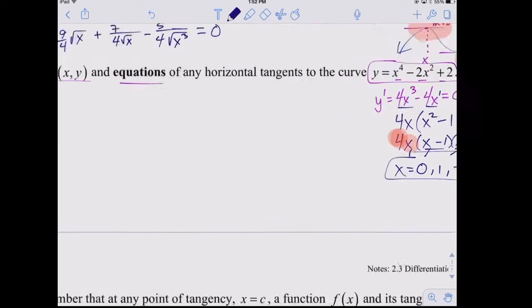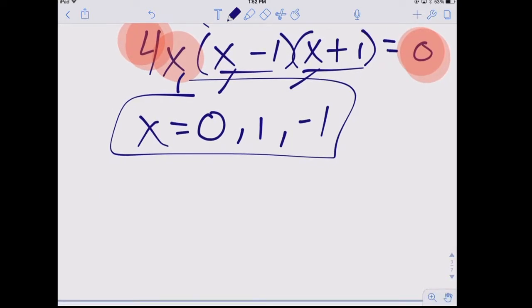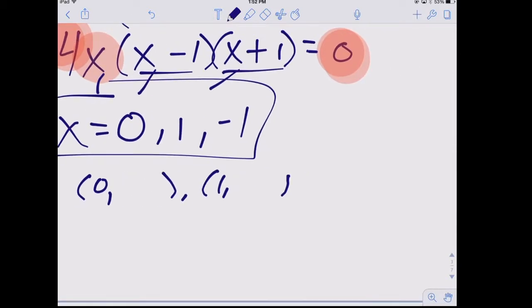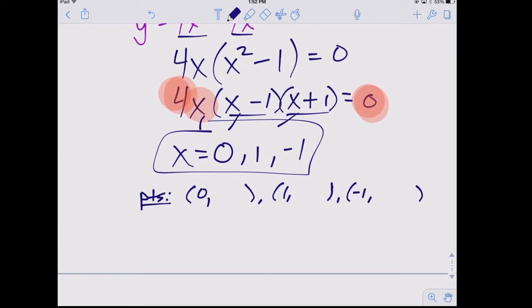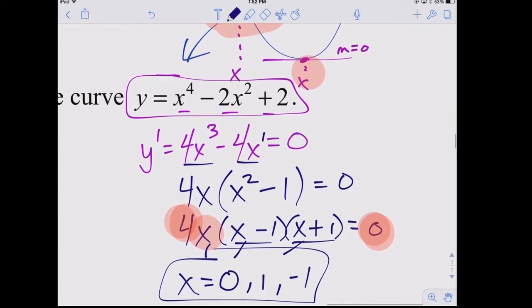Horizontal. Okay, so now we're trying to find the coordinates x, y, and the equations. So we have half of each of the 3 coordinates. So let's go ahead and list the points. The first point's going to be 0, comma, f of 0. The next point's going to be 1, comma, f of 1. And the last point's going to be negative 1, comma, f of negative 1. How do we find the y values? Plug them back into where? Y prime or y? Y, good.